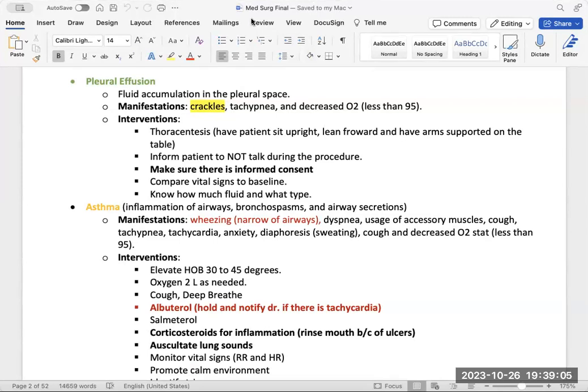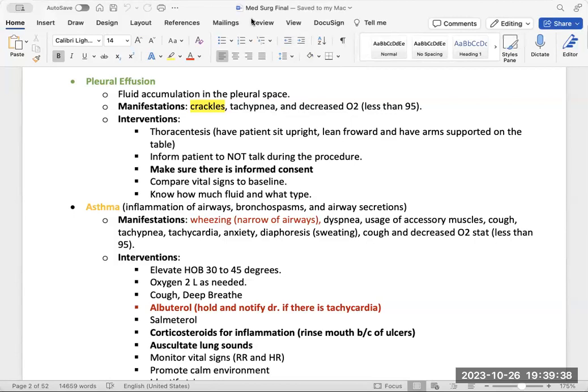Thoracentesis. Yes, and what is thoracentesis? It's like aspirating, removing the fluid from the lungs. Yes, it's a little surgical procedure with a needle, and they remove, or as you said, aspirate that fluid. So we tell them to lean forward, not really talk, and have their arms supported on a table, and they can pull out that fluid.